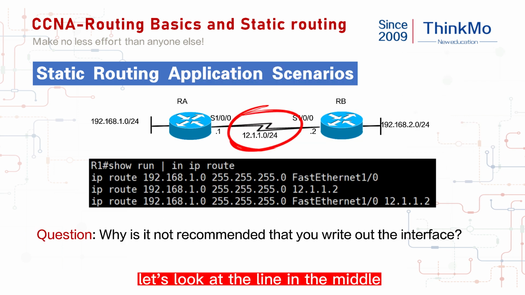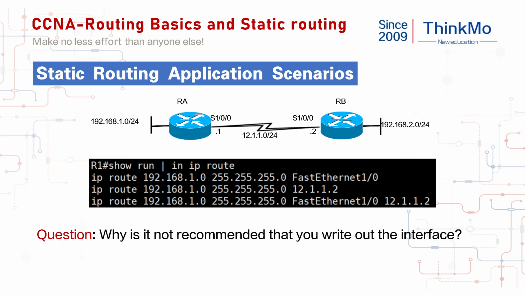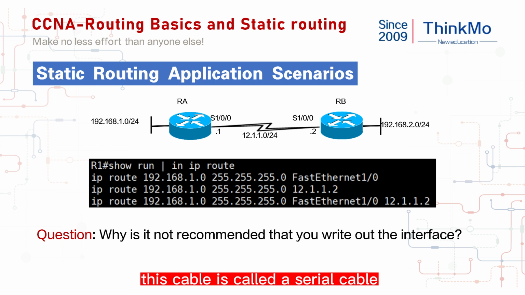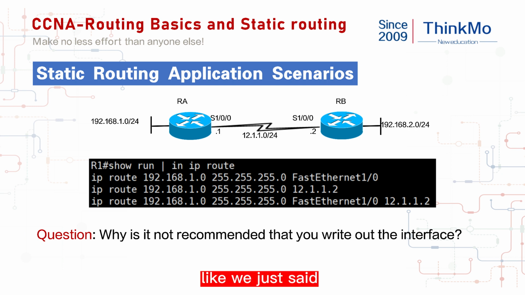Let's look at the line in the middle. When we talked about the transmission medium before, I told everyone, this cable is called a serial cable. The link it identifies is a point-to-point link. It is an interface of one device connected to an interface of another device. There will never be any other equipment in the middle.